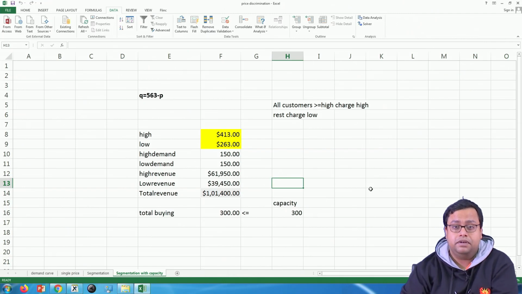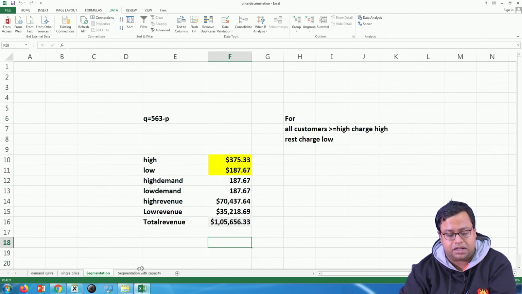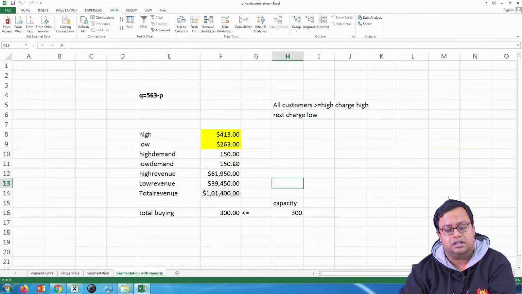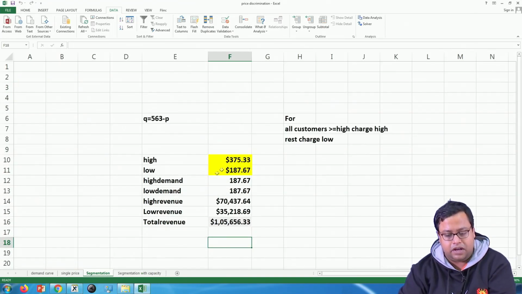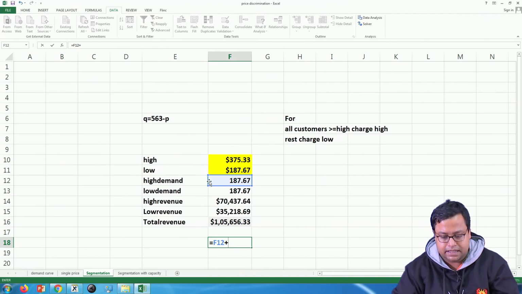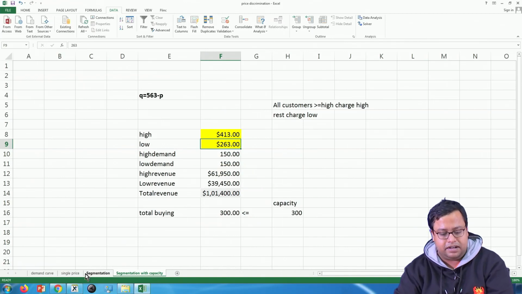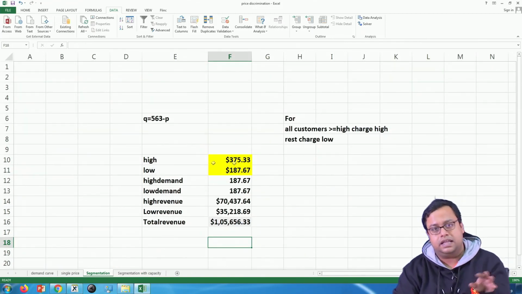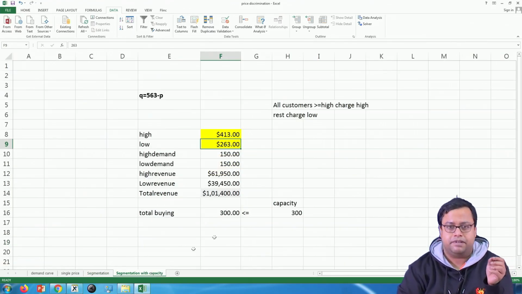This is smaller because there is a capacity constraint. That means, when the optimization is being done, it has already considered this situation. But if I just put this 413 and 263, in this case if you check the high demand and low demand, this value is higher than the capacity, which was not considered. So, 375, while the capacity is 300. That capacity constraint is not there in this particular case, and that is why the revenue generated is higher than the expected revenue when there is a capacity constraint.